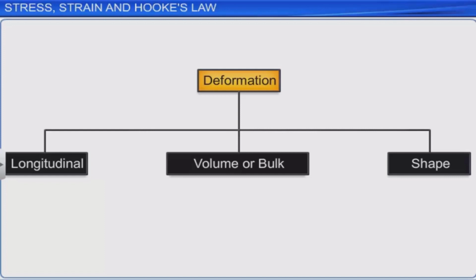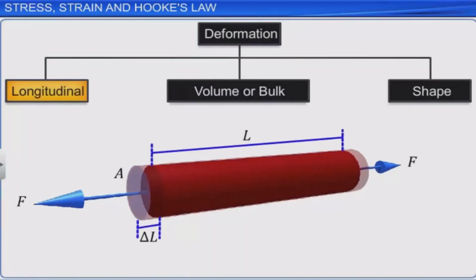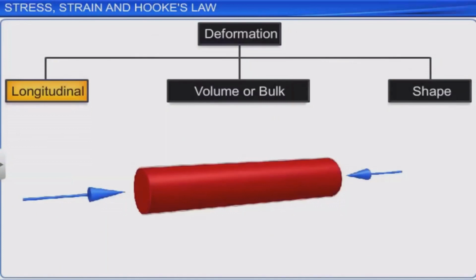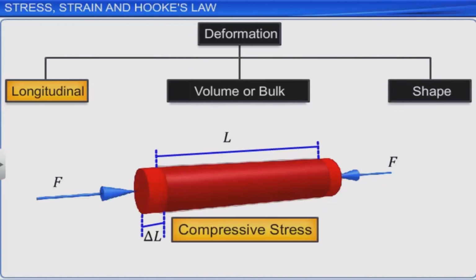When deforming forces are a pair of equal and opposite outward forces, applied normal to a pair of opposite end faces of a rod, the length of the rod increases, and the stress generated is called tensile stress. When the deforming forces are a pair of equal and opposite inward forces, applied normal to a pair of opposite end faces of a rod, the length of the rod decreases, and the stress generated is called compressive stress.